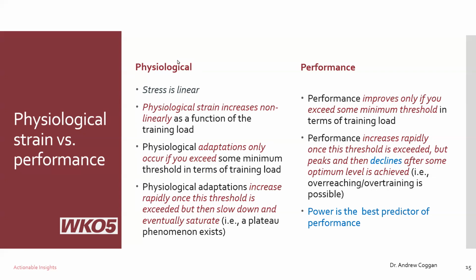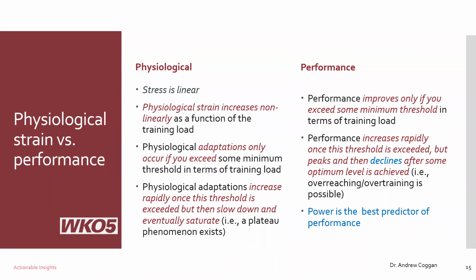So we look at the physiological strain versus performance, right? We look at physiological reaction or events. Stress is linear. I just gave you the example, 100 to 200 stress points: I want double the stress, double the points, double the work, double the load. But when we start thinking about physiological strain, that increases in a non-linear function, but it is a function of training load. Meaning training load can be linear, but that physiological strain, what your body's going under, is not linear. And physiological adaptations only occur if you exceed some minimum threshold in terms of training load.